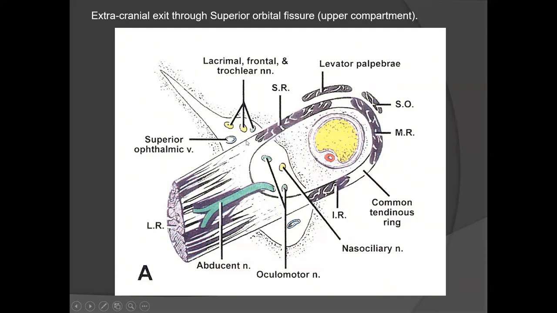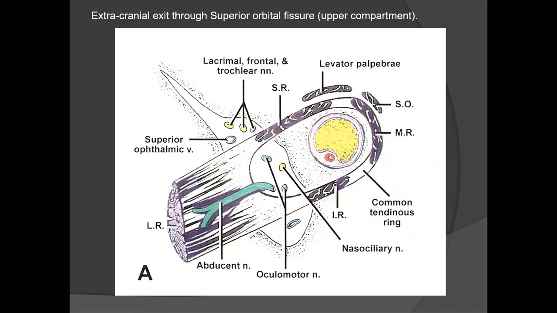So, oculomotor nerve is passing through the middle compartment of the superior orbital fissure, whereas the trochlear nerve, which we are now seeing, is passing through the upper compartment of this superior orbital fissure, along with lacrimal nerve and frontal nerve, which are divisions of trigeminal nerve. So the oculomotor is passing in the middle compartment, and trochlear is passing through the upper compartment.